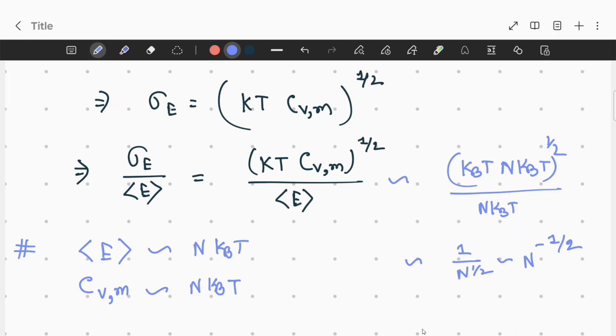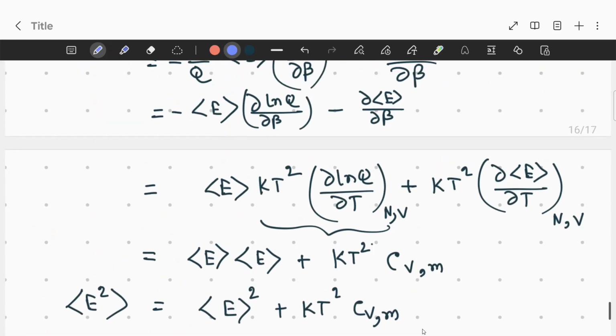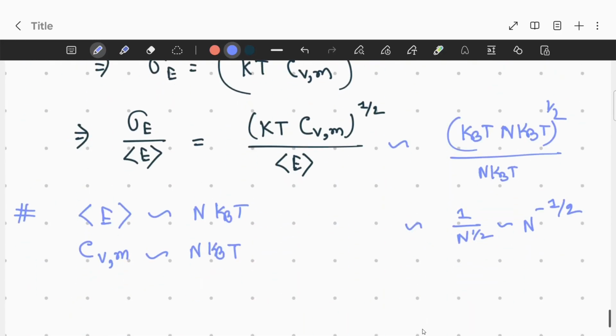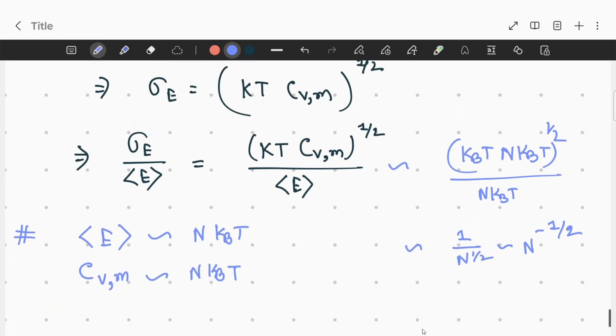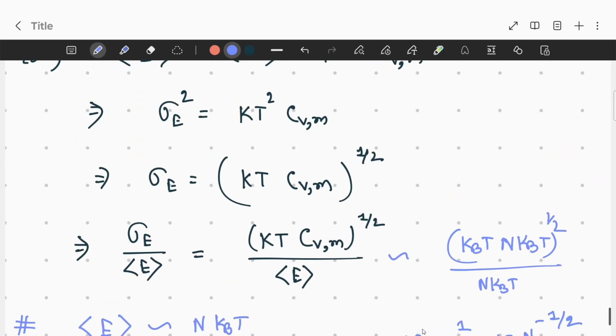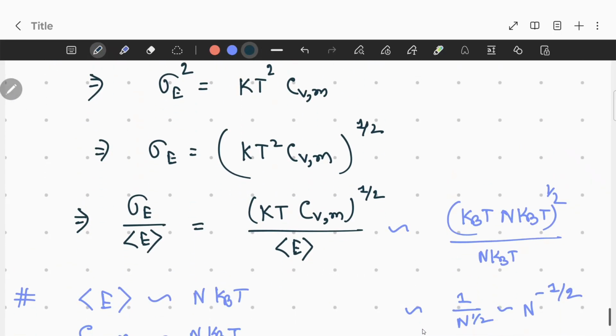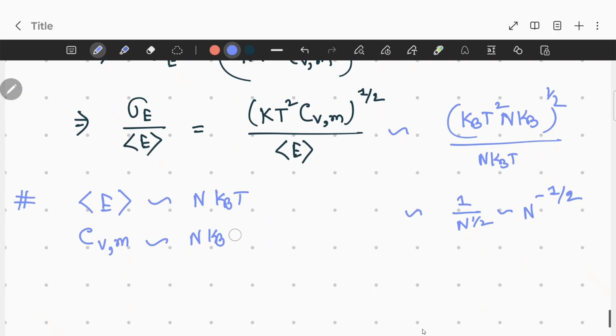But C_V is of order nk, not... It is n kT, and its derivative with respect to temperature. Oh, correct, you are correct. But here it is T squared, the internal energy has kT squared. So you see, this is our order of fluctuation.